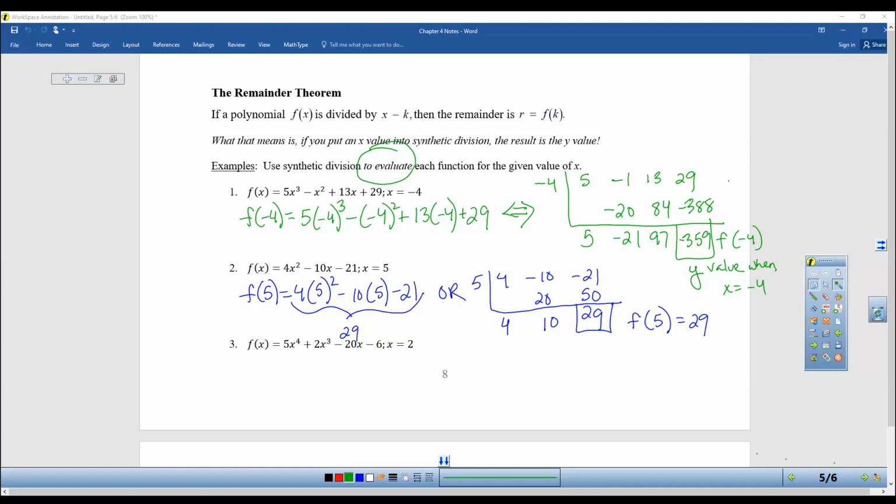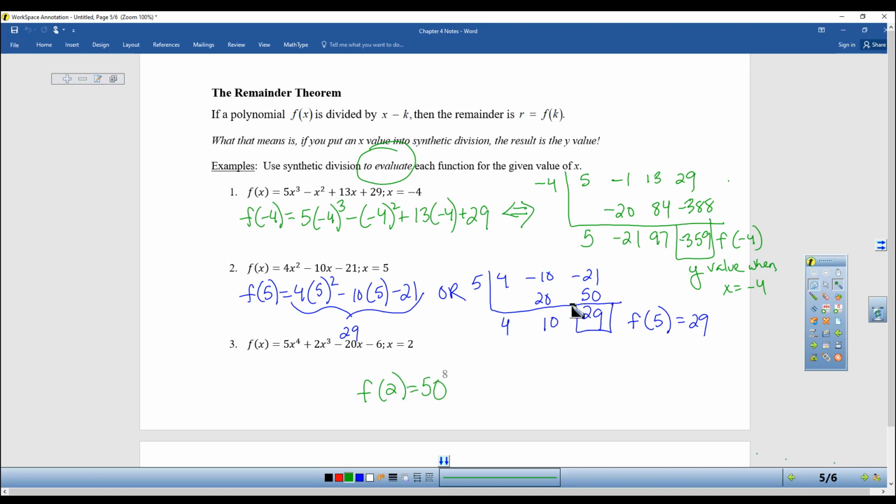So I know I don't usually do this in your notes. I try and show you every single example. But on this one, I am going to ask you to do it on your own. I'm going to be looking to see which way you did it. I am going to allow you to choose. But in the end, you should write f of 2 is equal to 50.